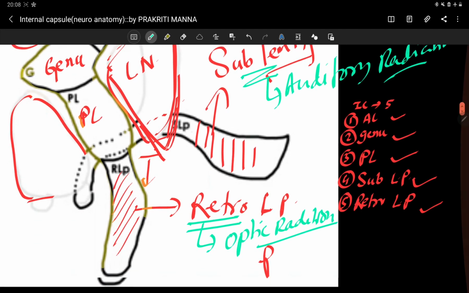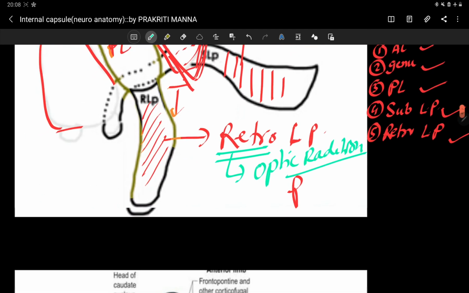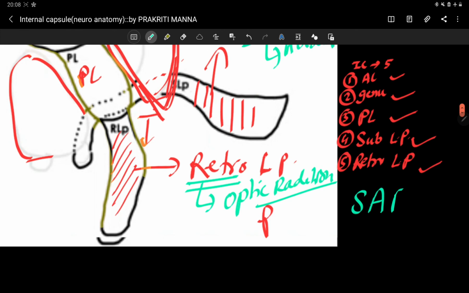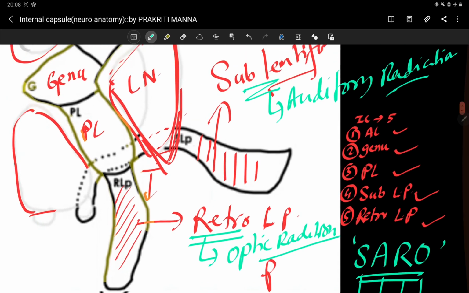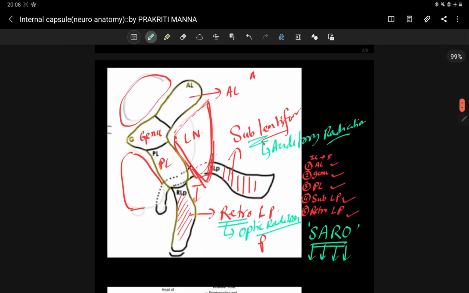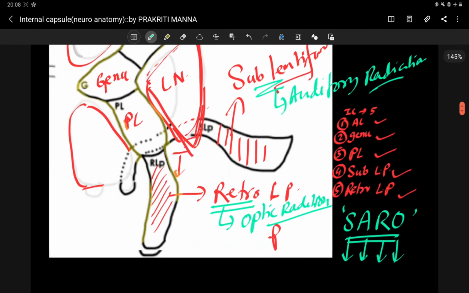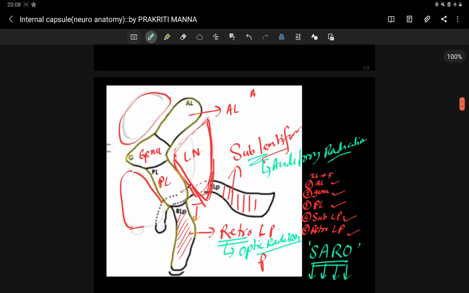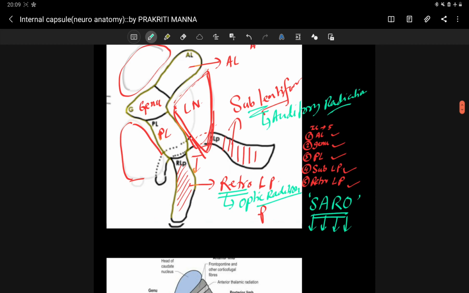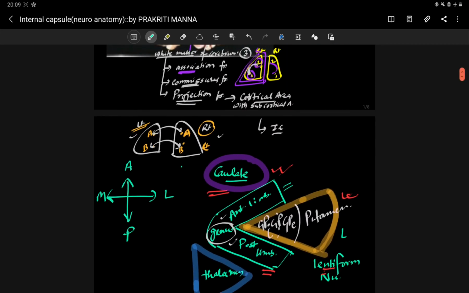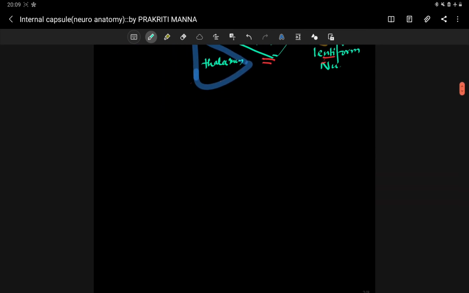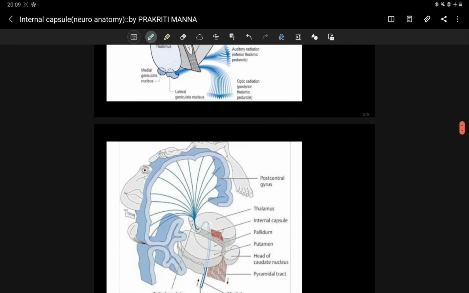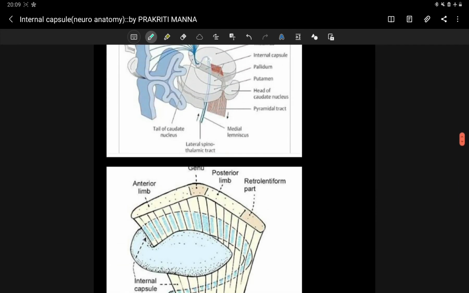So remember this mnemonic, SARO. S for sublentiform part, this is related to auditory radiation. R for retrolentiform part, related to your optic radiations. I will tell these things also later. All right, so these are the 5 parts of your internal capsule. Okay, so now let's talk about the divisions. Already told about divisions. Now nerves and the blood supply of the internal capsule.